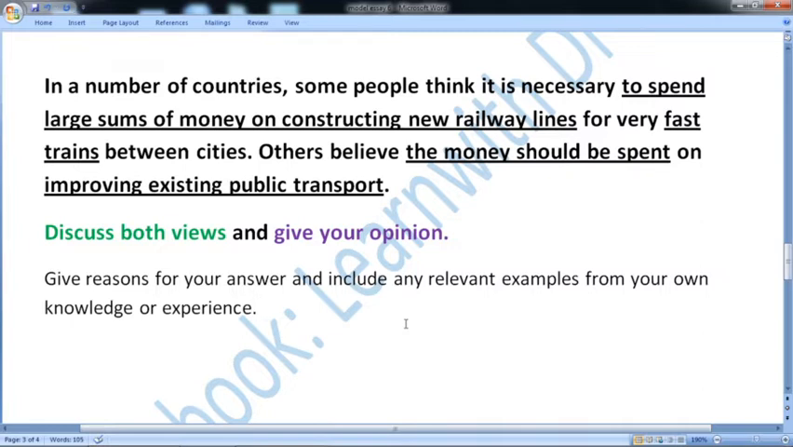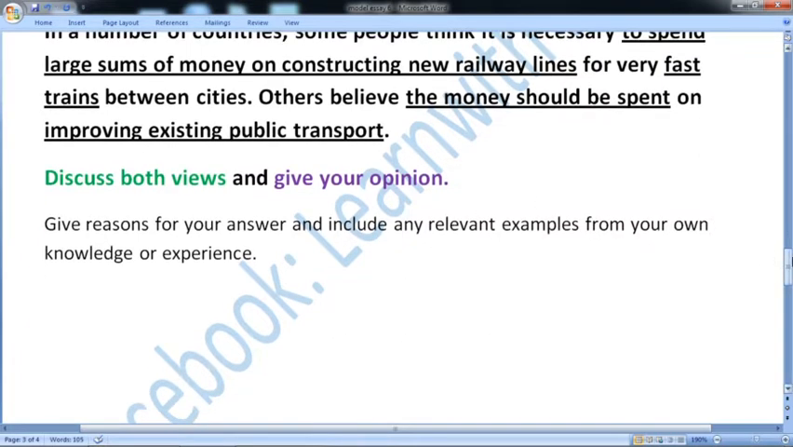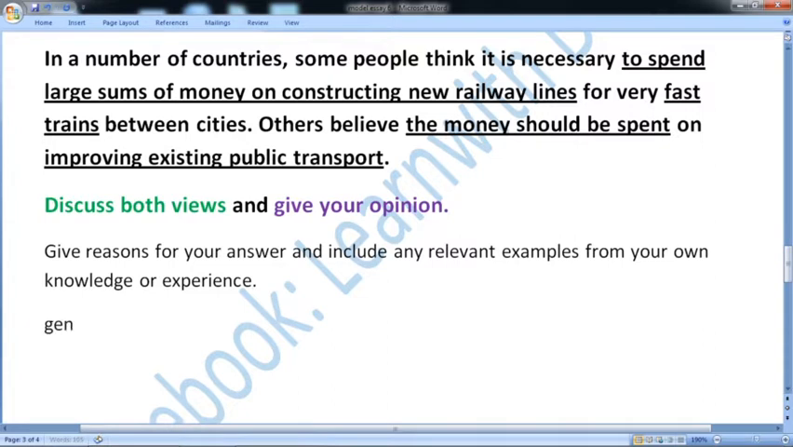So after doing this, you have to find what is the general topic. Don't write this in your real exam. This is just to teach you. You need to think in your mind. You don't need to write what the general topic is.